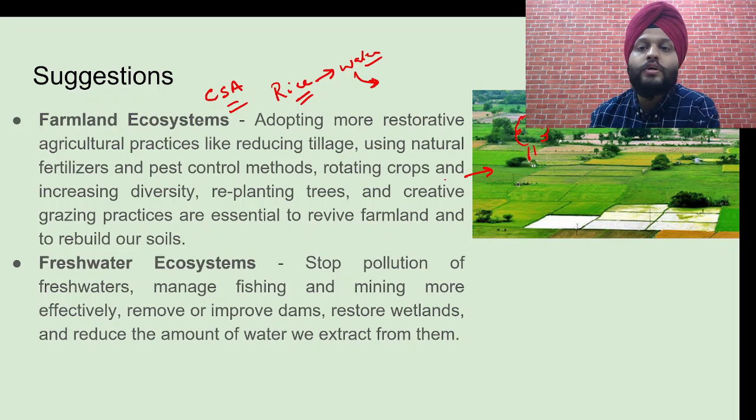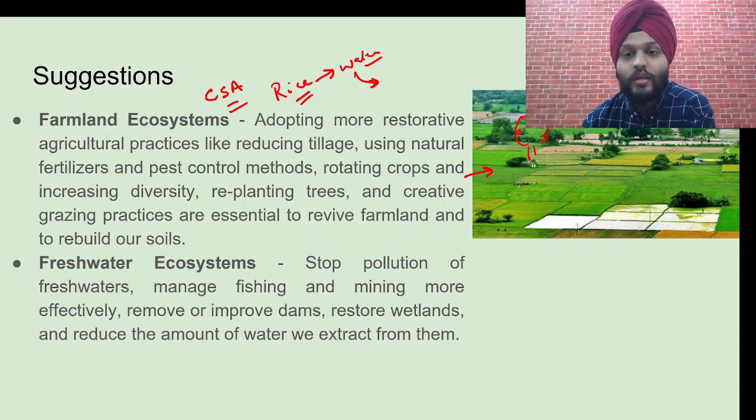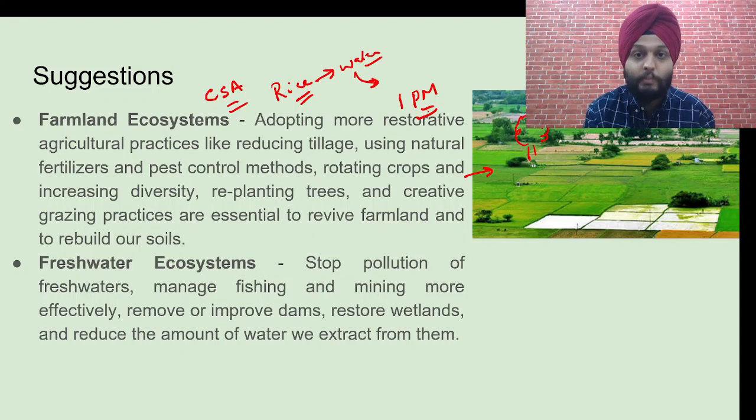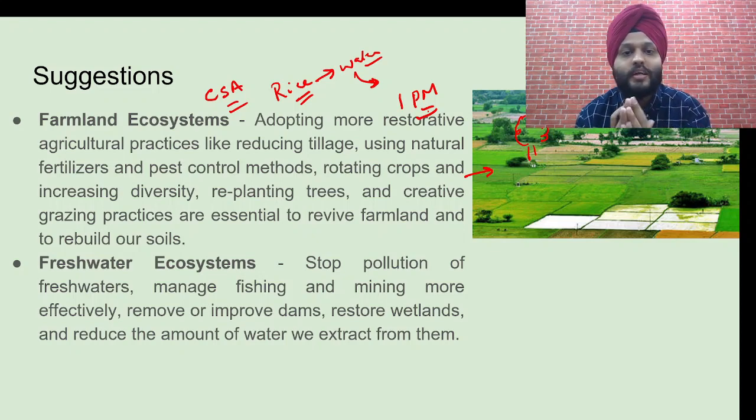We also need to reduce our dependence on pesticides. A large number of pesticides are used in this area, you can imagine. Pesticides are used because pests and insects are there, which will destroy their crops. So we need another approach, which is known as integrated pest management, that is, adopting a practice which minimizes the use of pesticides.